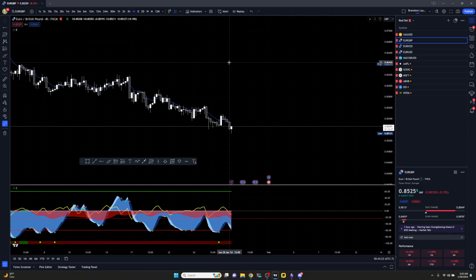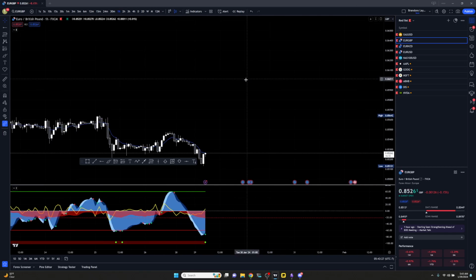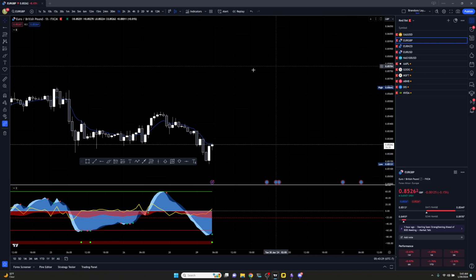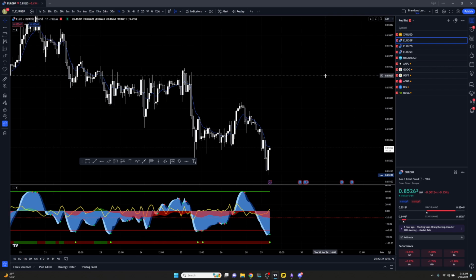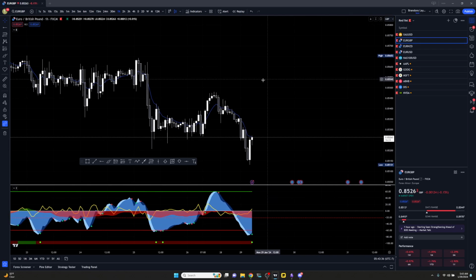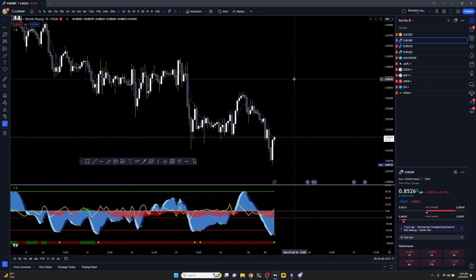On the 4 hour, again, everything just looks like it's bearish, except for this 1 hour. It looks like we may start to see a cross up, potentially. And if we do, it might be a very short-lived move.